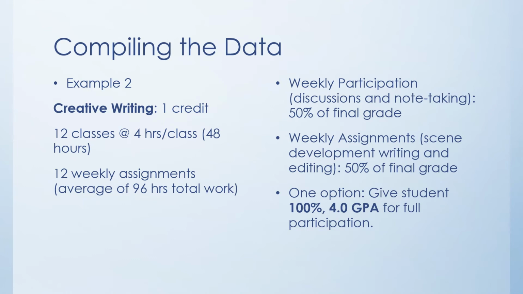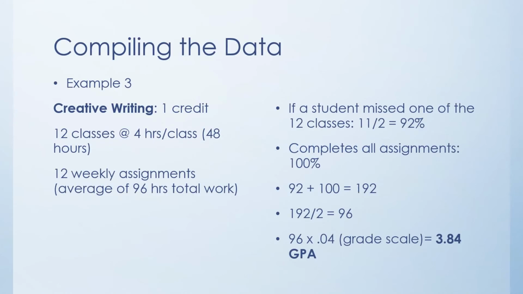Or if you wanted to be a little more particular, another suggestion: same deal, same number of hours, same number of types of participation, but I looked at it a little bit differently. If my student missed one of the 12 classes, I divided 11 into 12 to get 92%. Please make that correction. My apologies. But completed all assignments, gave him 100% on those, added those two totals, the 92% plus the 100%, 192 points, and then divided that by 2 to get 96. So 96 times 0.04 from the grading scale resulted in a 3.84 grade point average for that class.